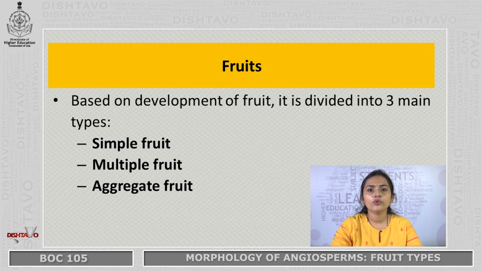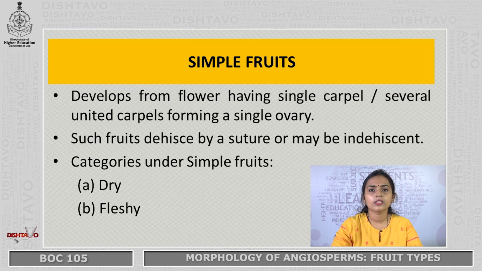Based on the development of fruit, there are three main classes of fruits. They are simple fruit, multiple fruit and aggregate fruit. Now let's have a look at each type in detail. The simple fruit. Simple fruit develops from a flower having a single carpel, that is monocarpellary in nature, or polycarpellary but syncarpous in nature. Such fruits dehisce by a suture or may be indehiscent. The categories under simple fruits are dry simple fruits and fleshy simple fruits.